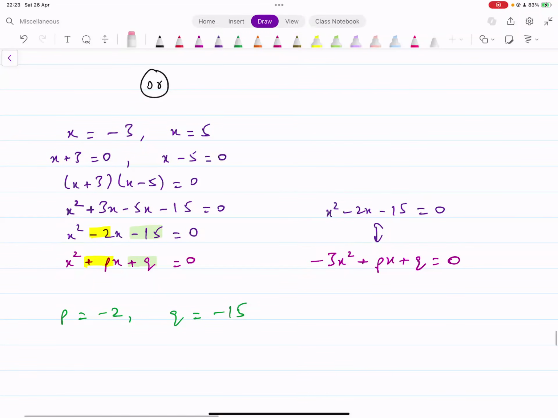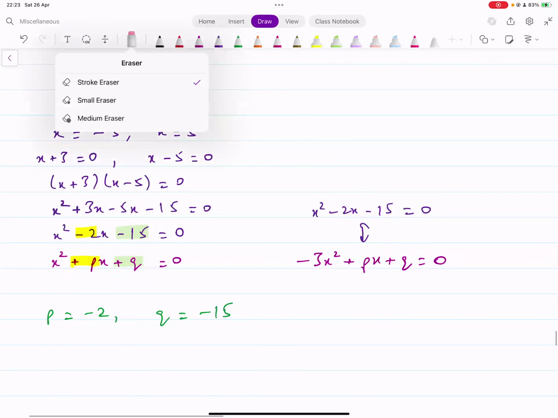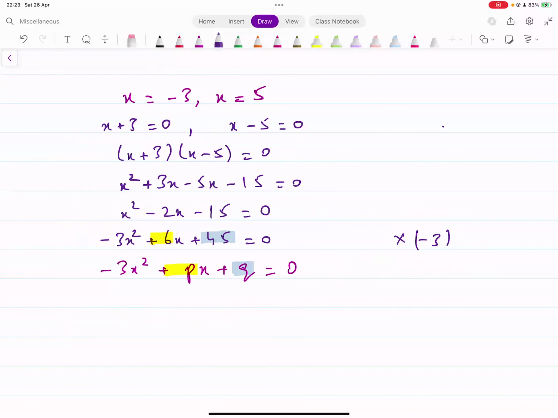We can only do this if we first get from this form to this form. How do we do that? We just multiply the whole equation by -3, so that the coefficient of x squared also becomes the same here. So whatever you know in those equations, those numbers should be equal.